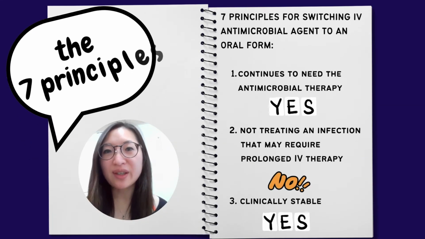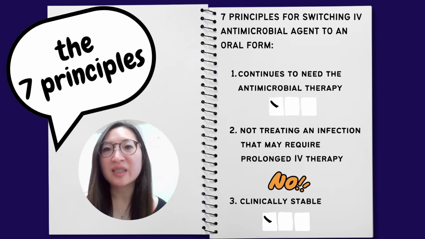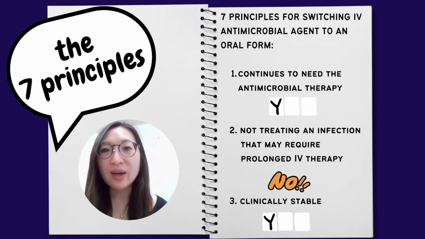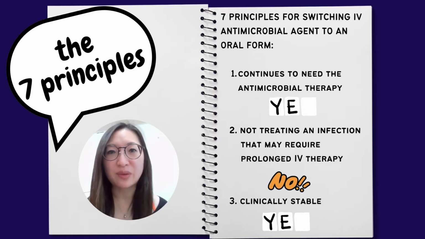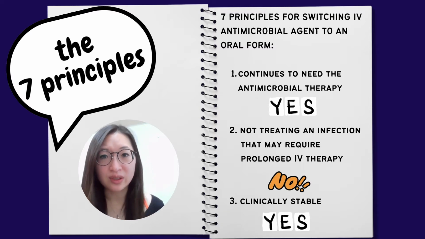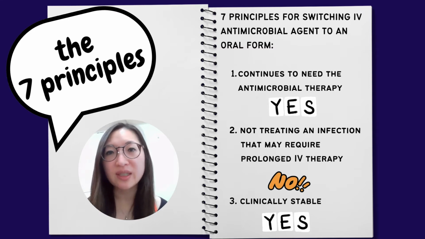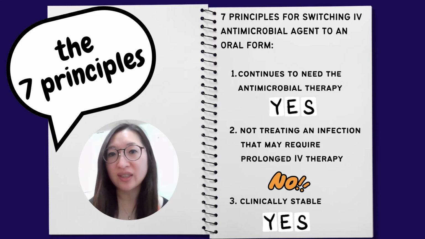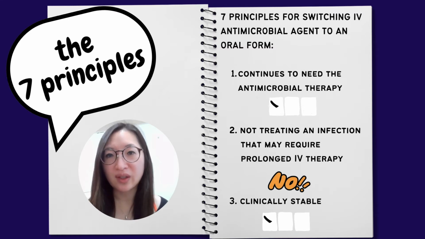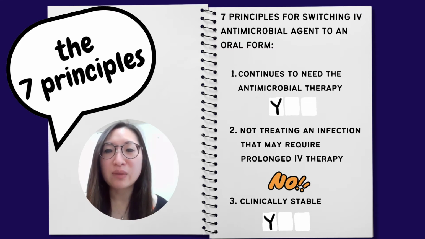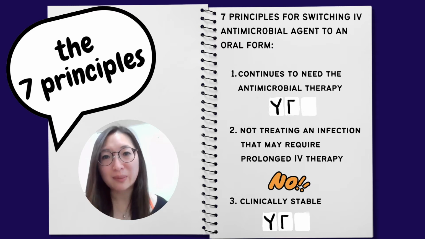Now let's bring everything that you've uncovered on Mr. AX back to our 7 principles. We know that number 1, he has an infection, which is the E. coli bacteremia secondary to a urinary source that would require continuous antimicrobial therapy for 7 days. This infection is not something that would require prolonged IV therapy, and we know that Mr. AX is clinically and hemodynamically stable.